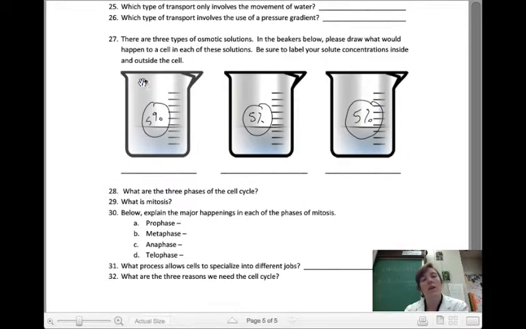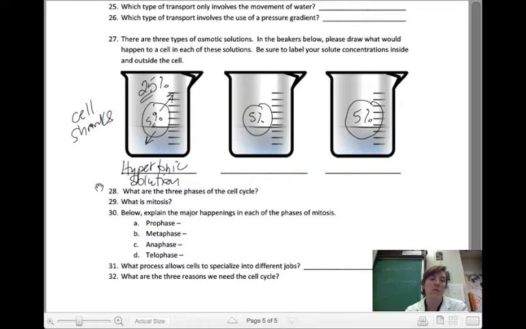So if I put a cell in a solution that was 25% salts and other things, that's going to be much higher than my cell. So this is going to be a hypertonic solution. And that means that water is going to go from where there's more to where there's less. So there's way more water inside my cell than substrate or solute. So in a hypertonic solution, water is going to flow out of my cell, and my cell is going to shrink.